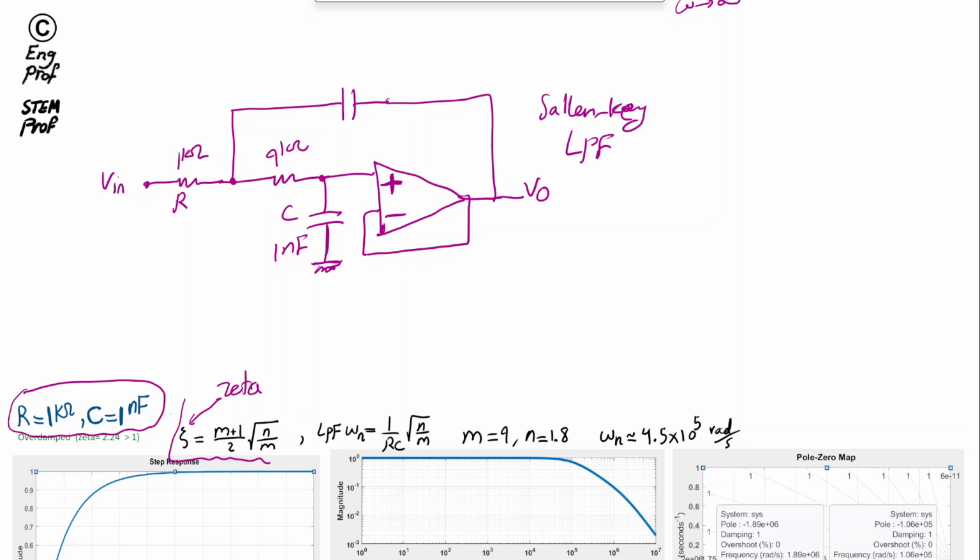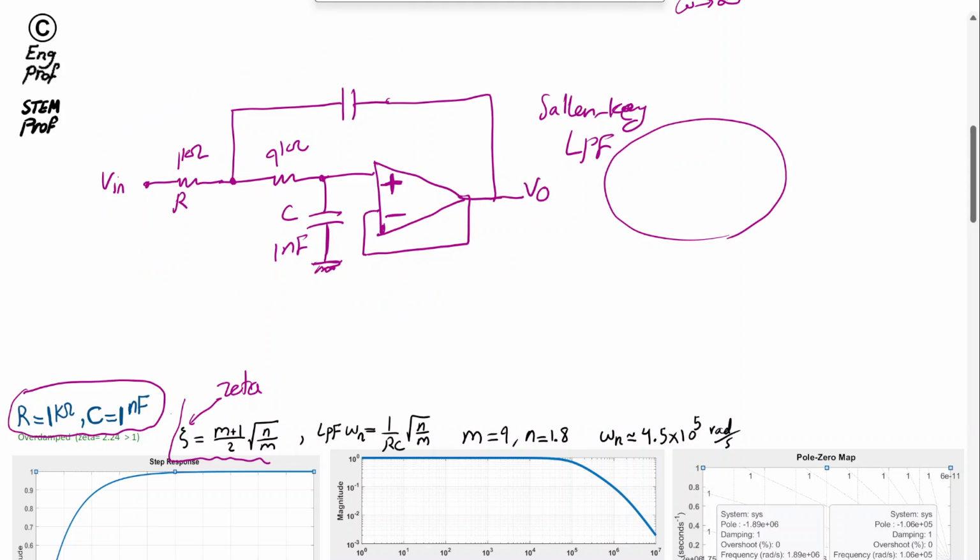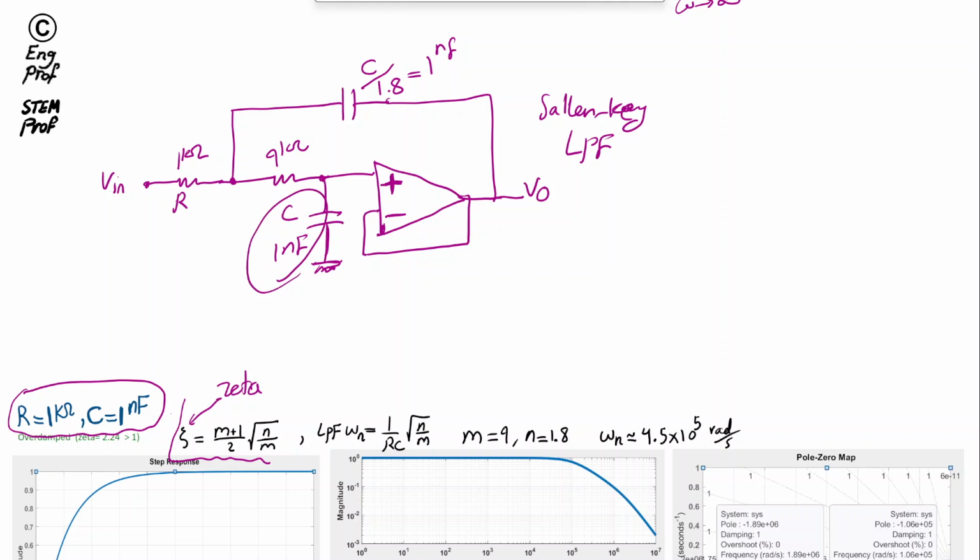And of course we can cascade more of these blocks one after each other. If you repeat cascading, you can realize higher order filters like order 4, order 6, and so on and so forth. But let's say in this case this is 1 nanofarad, and if we select n equal to 1.8 in this example, then this second cap will be C over 1.8. So it will be 1 nanofarad divided by 1.8.